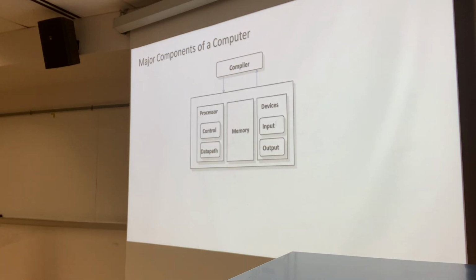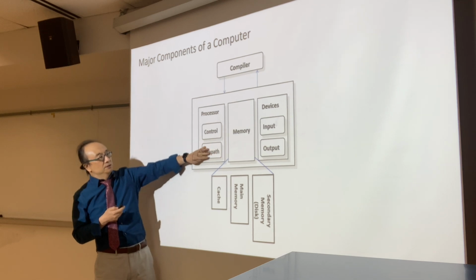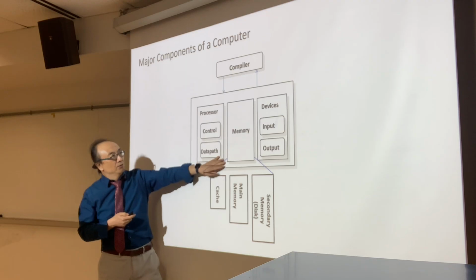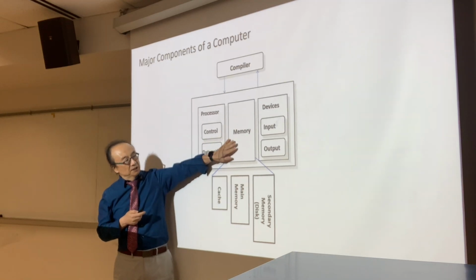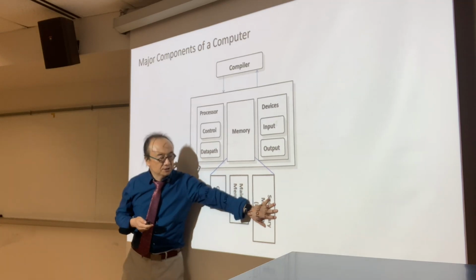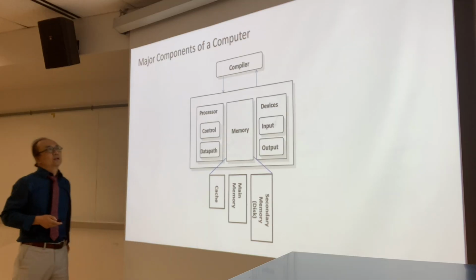So, the major components of a computer: in chapter 6, we looked at the data path. In chapter 7, also the data path. In chapter 8, we'll look at the memory. In the memory, we have the main memory, cache, and the secondary memory. We'll just focus on cache in this chapter.